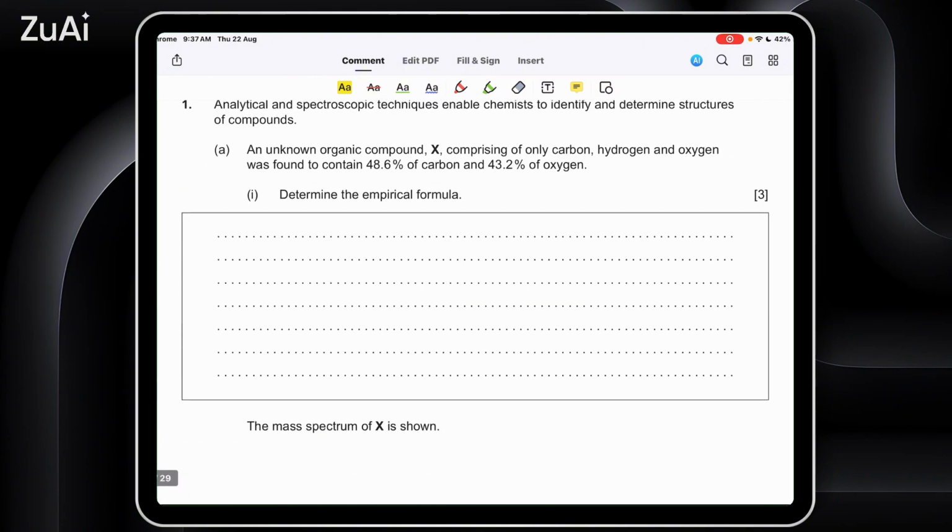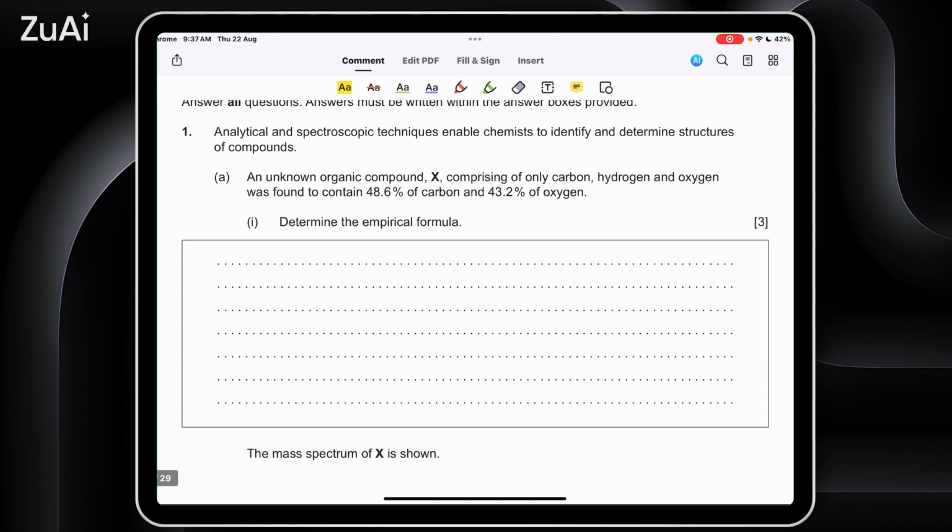So in the first question, we can say that analytical and spectroscopic techniques enable chemists to identify and determine the structure of the compound. An unknown organic compound X comprising of only carbon, hydrogen, and oxygen, determine the empirical formula. That's a so easy question. There are certain steps to do this question. We have been provided with the percentage of the carbon, the hydrogen, and the oxygen.